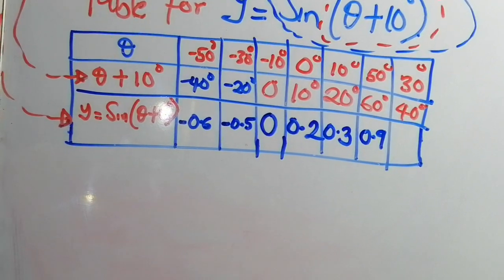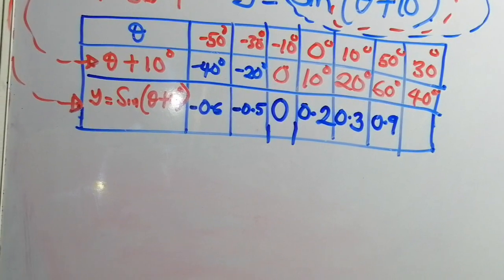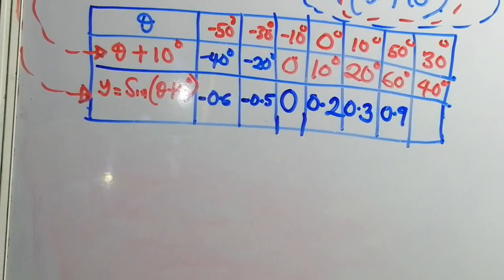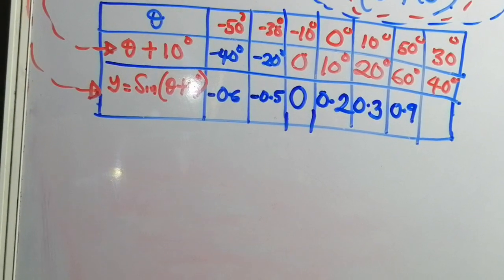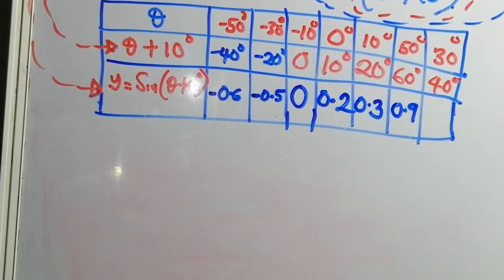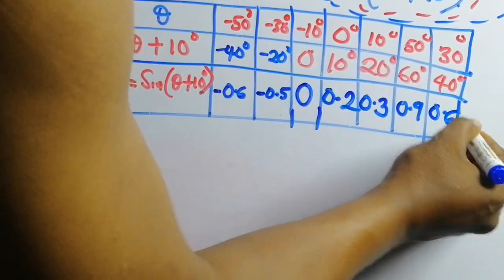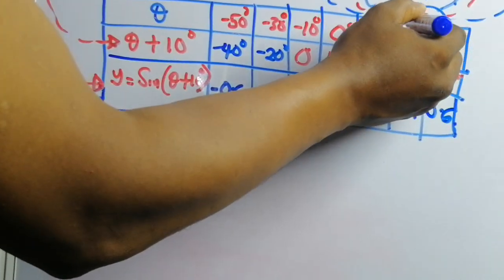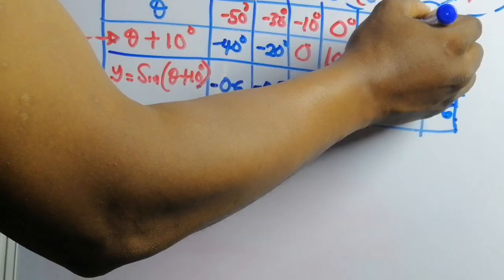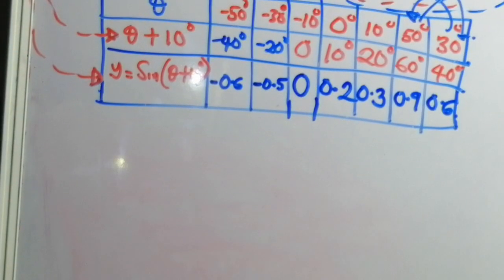So we'll know what we're going to do next. For sine 50, it is 0.87, but we can approximate to 0.9. Then for sine 30, it's 0.6. So don't forget, this one comes first, and we'll take this one back here. Okay, so that is it.